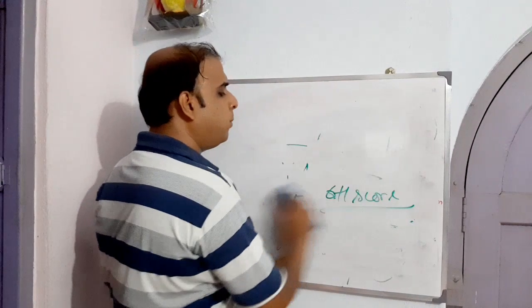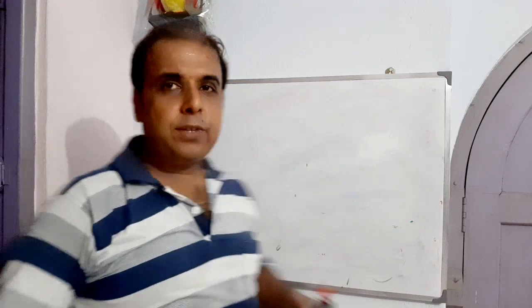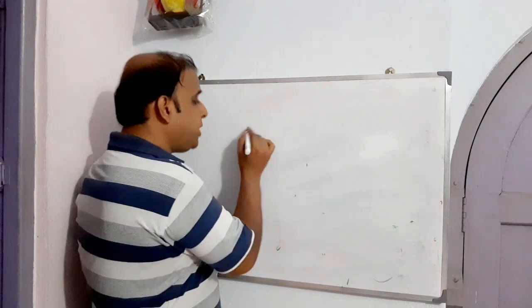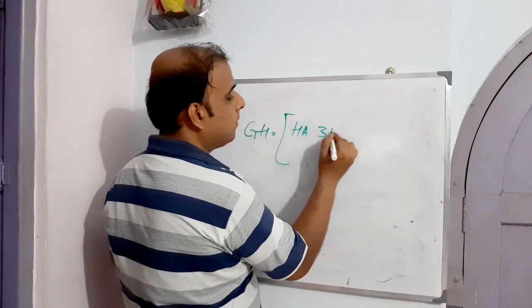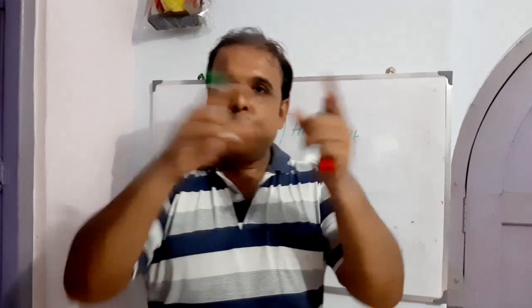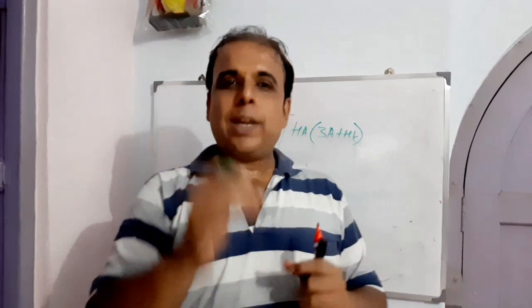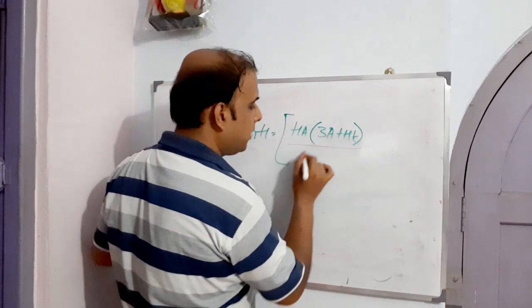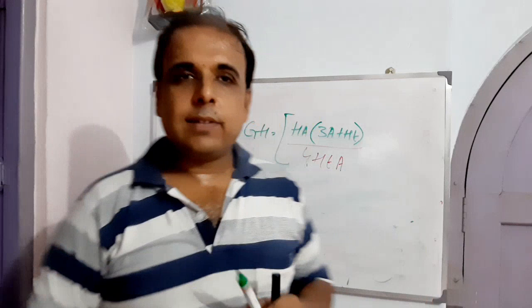I'll just write down the formula, right? And in that formula, you can find different things which are incorporated. Few things I have told just now. So GH equals, how can this be determined? I'm just putting Ha. After that, I'll just put (3A plus Ht). What I have put? Ha within bracket, 3A plus Ht. Right? Just beneath this, I'll put 4HtA. I'll just put 4HtA. I'll just close the bracket.